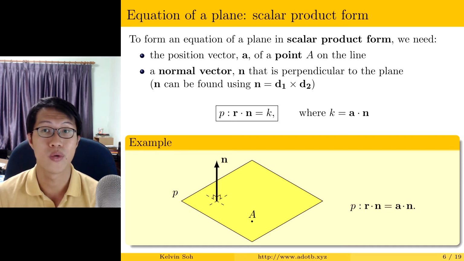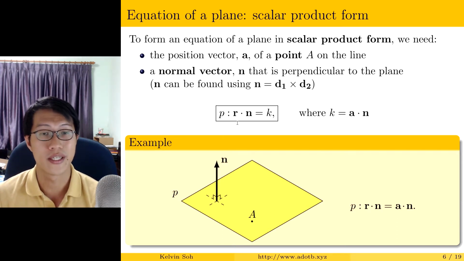So this brings us to our second form of a plane, the scalar product form. To make a plane in scalar product form, to find the equation, we need two things. We need the normal vector as well as a point on the plane. So we have the equation r dot n equals k, where k equals a dot n.